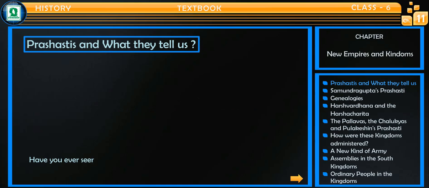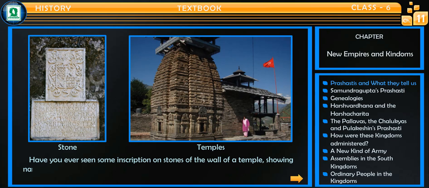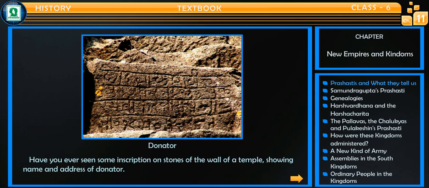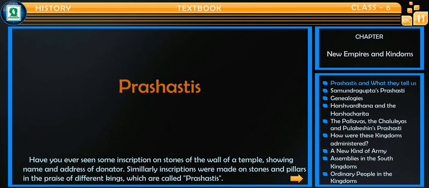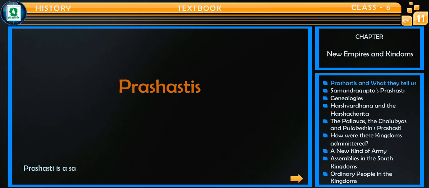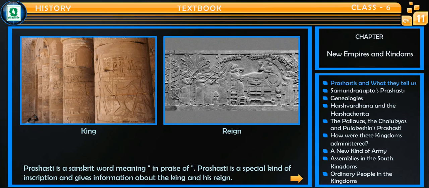Have you ever seen some inscriptions on stones or the wall of a temple showing the name and address of the donator? Similarly, inscriptions were made on stones and pillars in praise of different kings, which are called prashastis. Prashasti is a Sanskrit word meaning "in praise of." Prashasti is a special kind of inscription and gives information about the king and his reign.